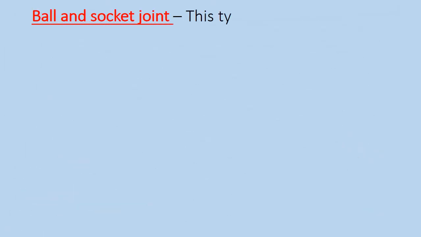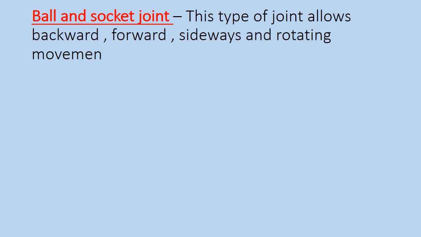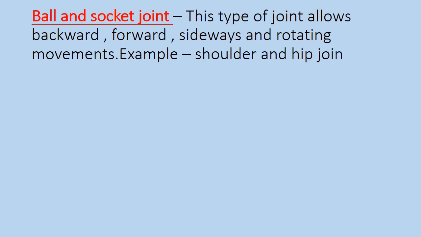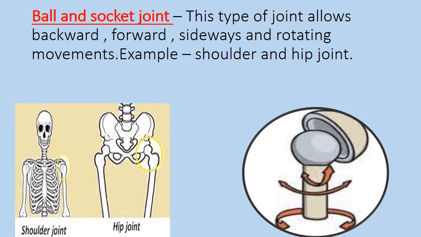Next is the ball and socket joint. This type of joint allows backward, forward, sideways and rotating movements. In this joint, the end of one bone is round like a ball and it fits into a hollow socket of the other bone. This joint allows maximum movement in all directions. For example, we can move our shoulder in all directions, backward, forward, sideways and rotating. The hip joint is also another example of a ball and socket joint.